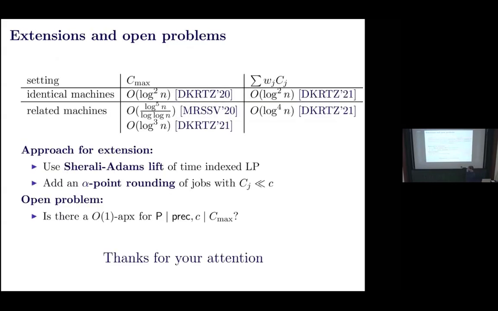I'm going to conclude with the open problem. The open problem from the Woeginger and Schuurman paper we did not exactly solve. They asked for a constant factor approximation, but we got a log squared approximation. Constant factor may be difficult. Maybe you can save one of the log factors.